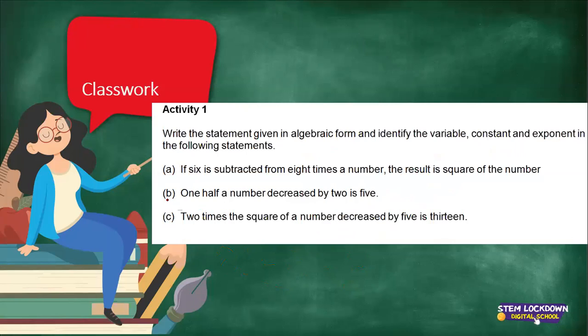Let us do B. I only have about 5 minutes left. Half a number decreased by 2 is 5. Learners, please write. The next slide will be homework. Half a number decreased by 2 is 5. Okay, this one is not easy.